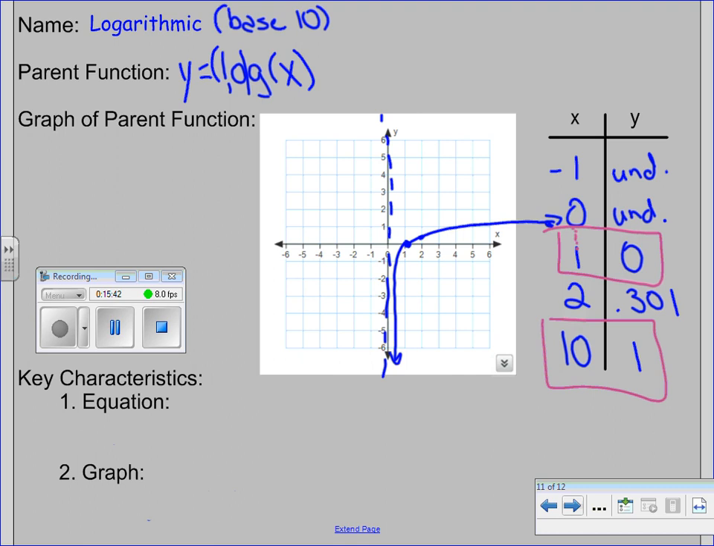So how are we going to recognize the equation? It's pretty easy. It has to have the word log. If it doesn't have the word log, then it's not logarithmic. How are you going to recognize the graph? Again, it's a curve, just like the exponential, except it has a vertical asymptote.